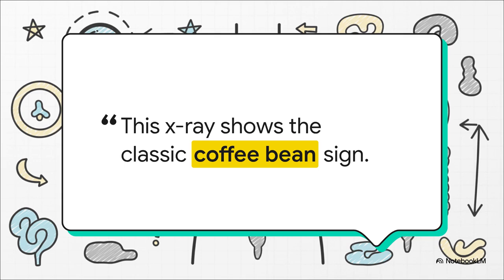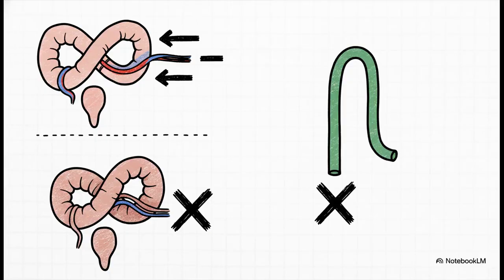Now, I'm about to show you a sign that I promise you, once you see it, you will never, ever forget it. If you look at an abdominal X-ray and you see something that looks exactly like a giant coffee bean, you're looking at a true surgical emergency. So this coffee bean sign is the classic calling card for something called a sigmoid volvulus. What's happening is a long, floppy part of the colon has literally twisted around itself. It's just like kinking a garden hose. Not only is the bowel blocked, but the twist is cutting off its own blood supply.